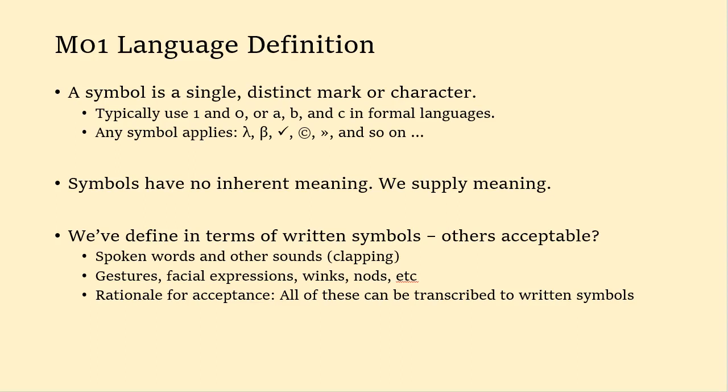Now we always think of this as something written, and so usually we're going to use 1 or 0 or A and B and C. In this course we're going to see 1 and 0 or A and B and C a lot. We're going to do that all the time, but any symbol applies. Greek letters, check marks, the scribble you made on your napkin at lunch. Any symbol applies. They have no inherent meaning.